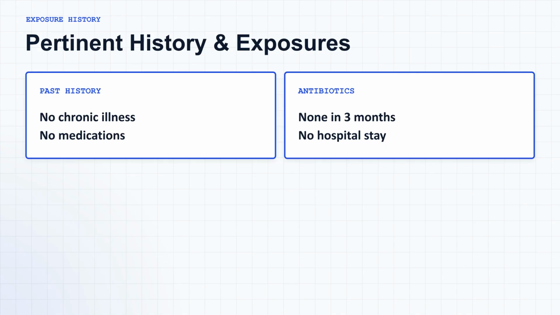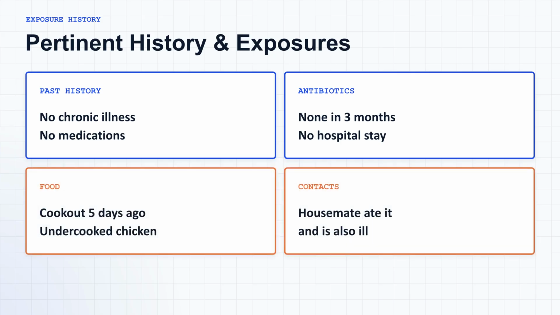5 days ago, he was at a backyard cookout. The chicken came off the grill pink in the middle. A housemaid ate the same chicken and now has diarrhea too. A shared food exposure with a second sick person is a powerful clue. Notice what is absent too. No travel, no antibiotics, no immunosuppression. Negatives narrow this differential just as hard as positives do.